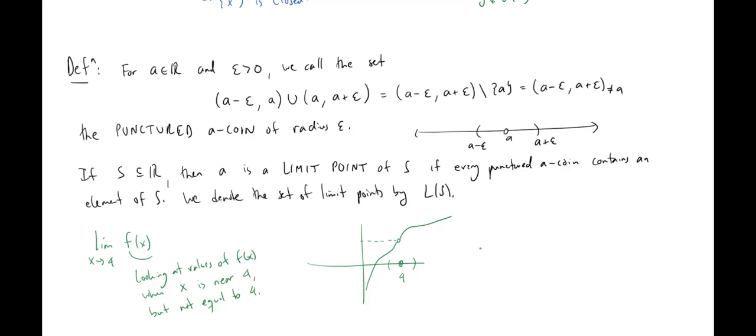Here's a second reason. Let's say I have my point a, and remember this definition says every punctured a coin. So maybe I put out here a big a coin. Of course, it's going to be punctured.